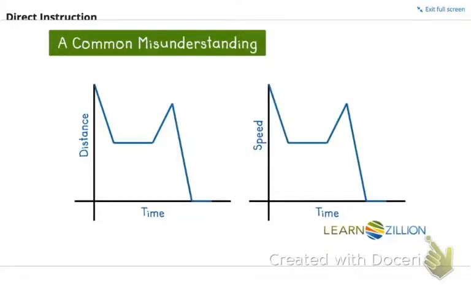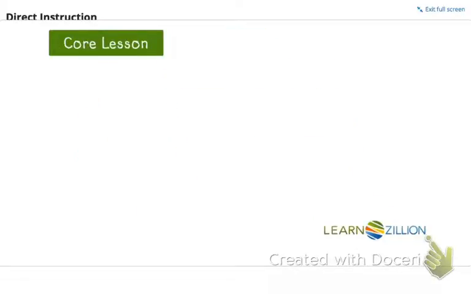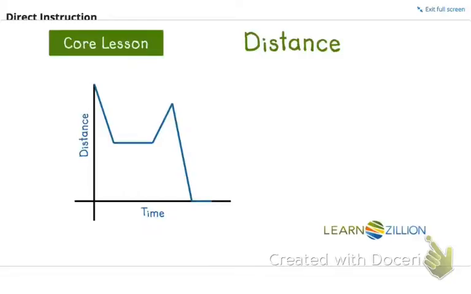A common misunderstanding is that because these graphs look identical, they mean the same thing. But the graph on the left tells the story of distance as time passes. And the graph on the right tells the story of speed as time passes. Interpreting what the output means can tell a completely different story. Let's take a closer look and tell the story of the graph of distance.